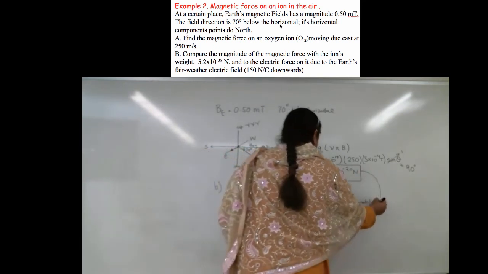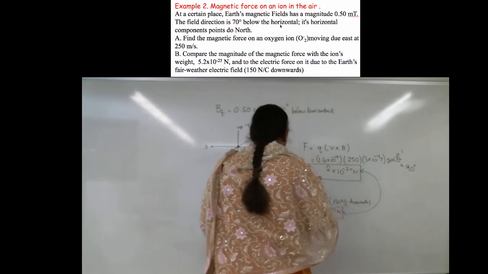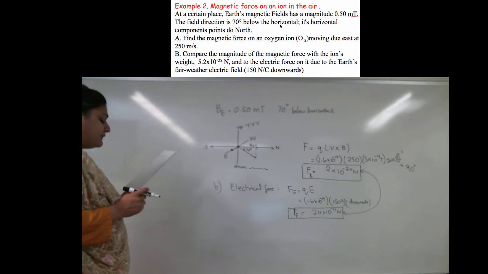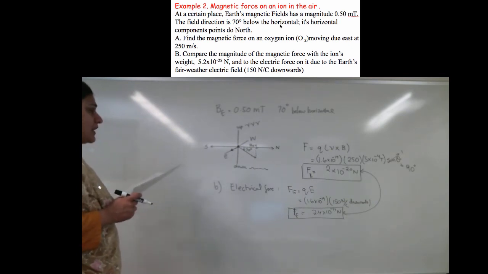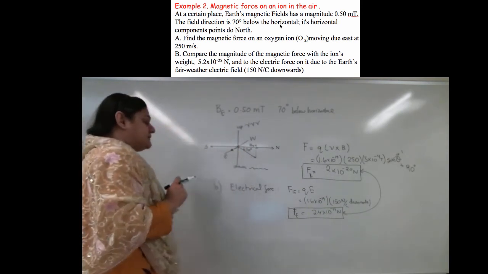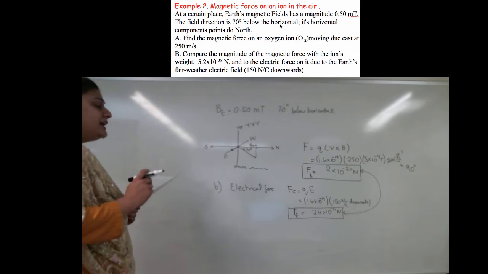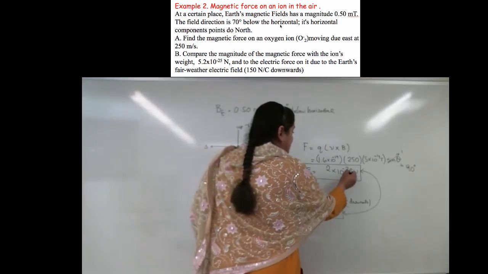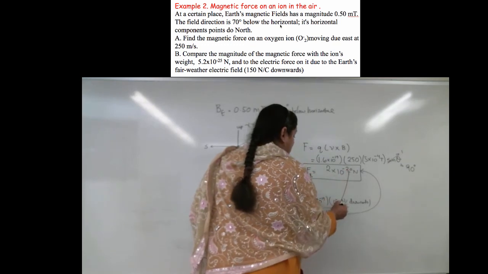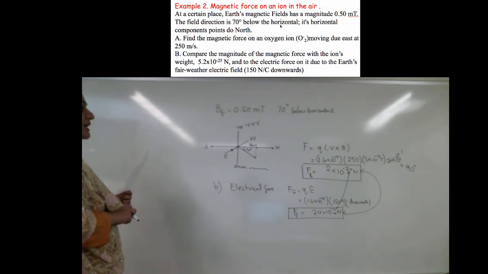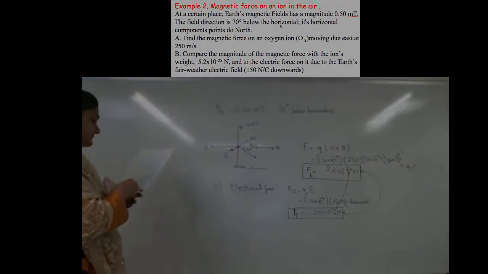Now, compare this to this. What do you see? You see that the magnetic force is much stronger on the ion than the gravitational force, right? Which is very, very tiny. However, the electrical force is much, much bigger than the gravitational force on the charged particle.